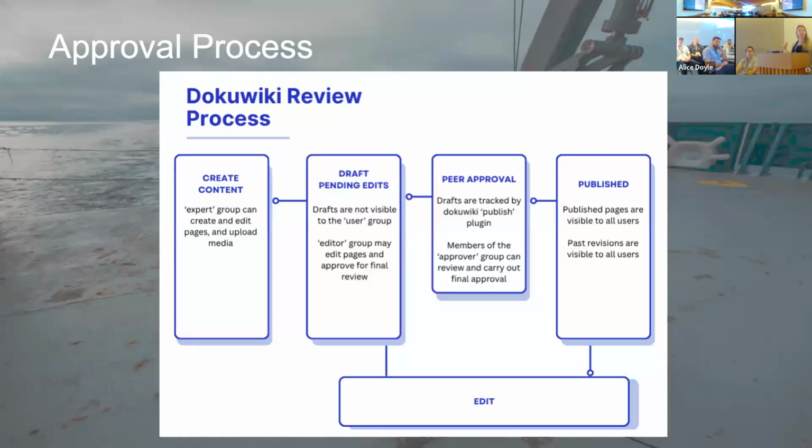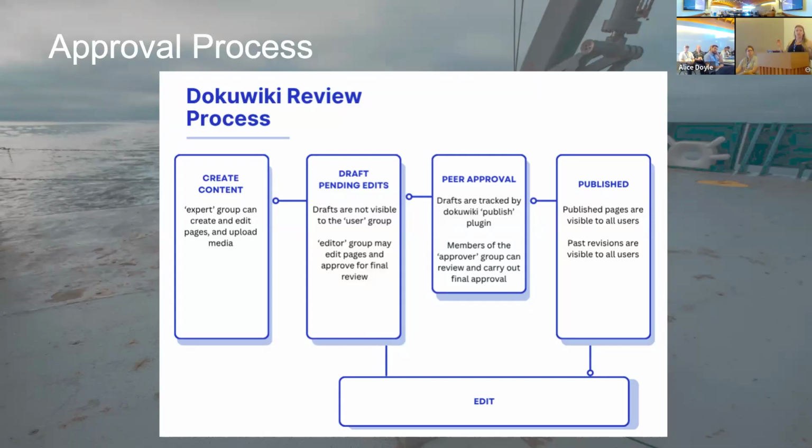So the review process starts with the expert group creating content. They have the ability to create and edit pages and upload media. They're the ones that are populating it. In draft mode, a non-logged in user cannot see a draft page. They will see the most recent published version of it. DocuWiki has excellent version control, which is part of the reason you go with wikis.